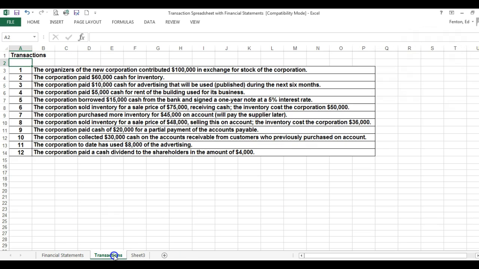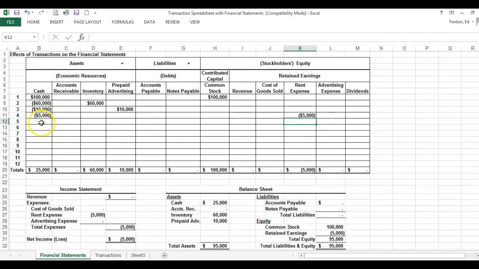In the fifth transaction, the corporation borrowed $15,000 cash from the bank and signed a 1-year note at a 5% interest rate. So we needed some more money to get into the business, so cash is going up now by $15,000. Then record the reason this cash went up. So we have $15,000 as a liability that's increasing.